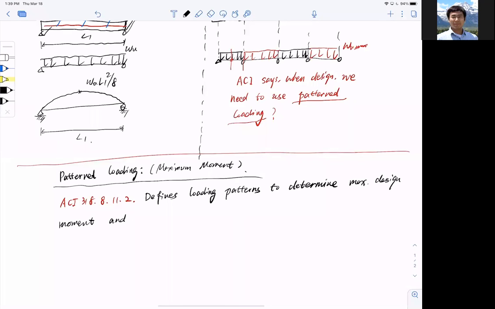And shear in continuous, okay? Not simply supported. You don't need any pattern for the simply supported case, right? For continuous beams and one-way slab. My short way of writing one-way slab, okay?